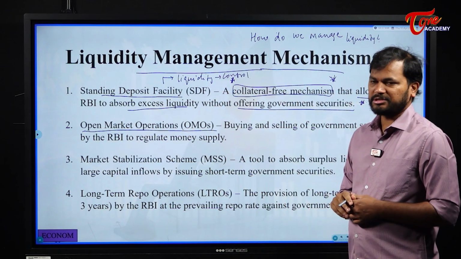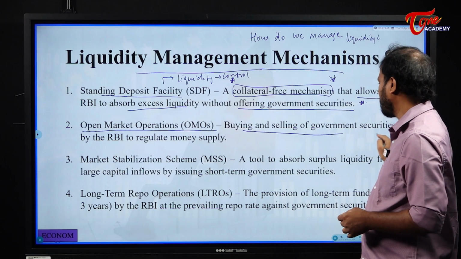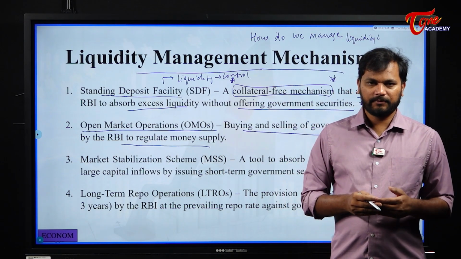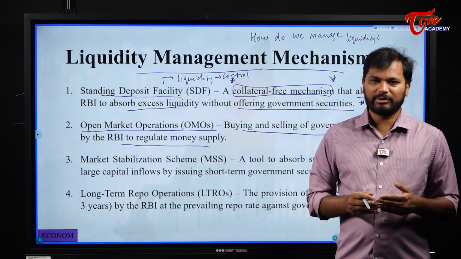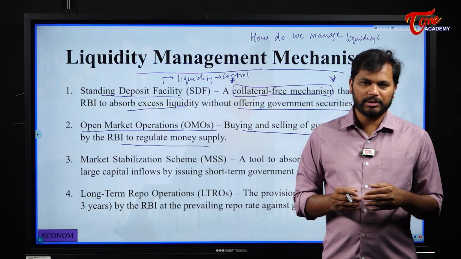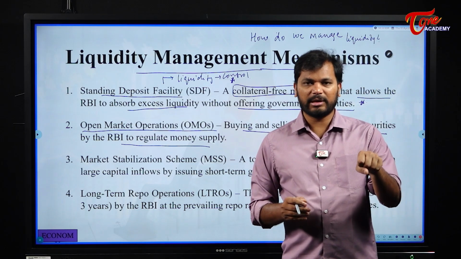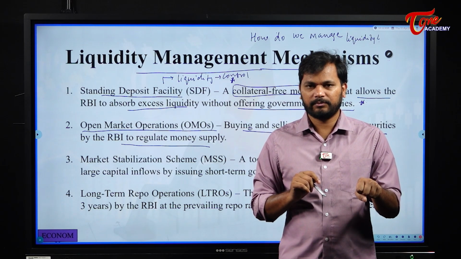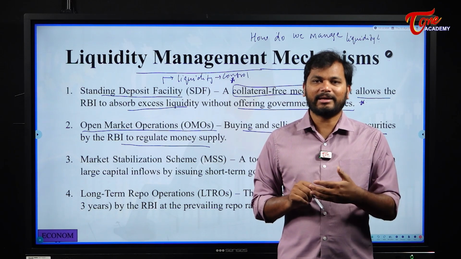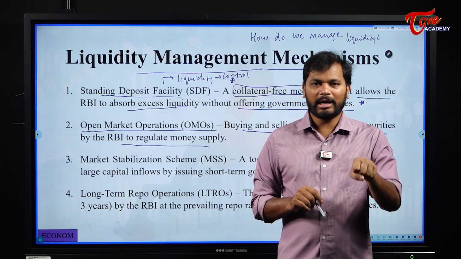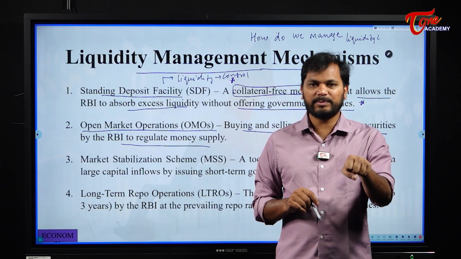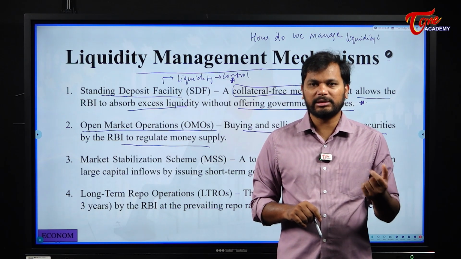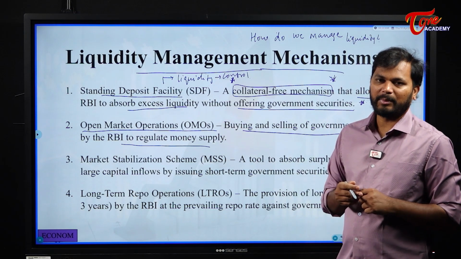Next, open market operations. Buying and selling of government securities by the RBI to regulate money supply. There is a market where there is an increased circulation of money. Now, what the RBI does is that the RBI will have the government securities or the bonds with itself. Now, that bond is sold into the open market. Here there is a collateral. The collateral is the bond. The RBI is pledging the government securities so that the excess liquidity in the market can be squeezed out by the RBI. That is what is called the open market operations.